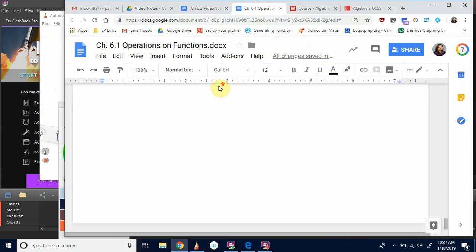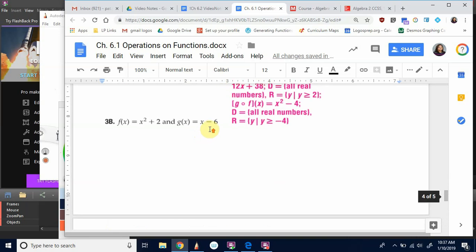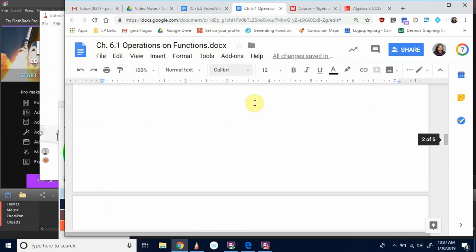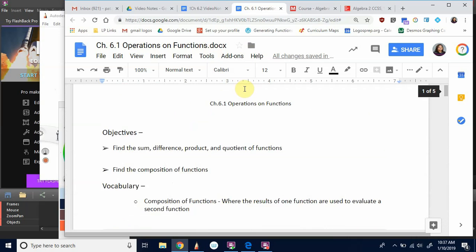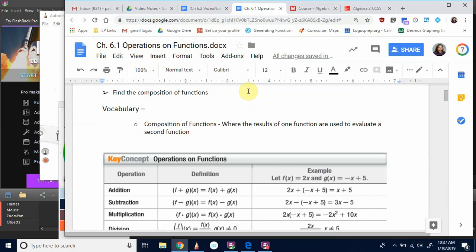So we have our objectives, which are to find all the four operations, sum, difference, product, and quotient of functions, and then we're going to find the composition of them. Okay, so those are our objectives. Our only vocabulary that's going to be new is the composition of functions. And it really isn't new because we've done those before. So let's just look at the basic operations.